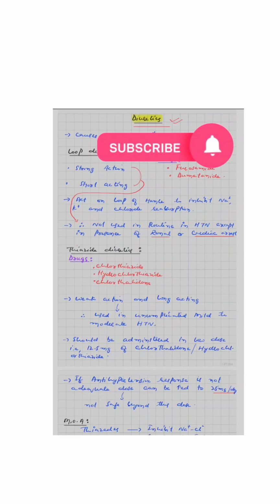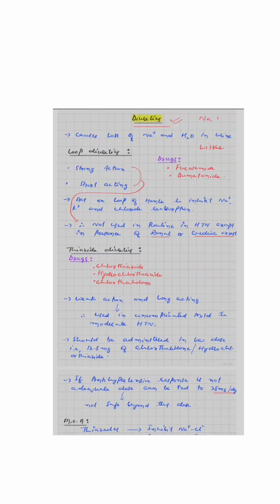Coming on to the topic diuretics, these are the drugs that cause loss of sodium and water in urine. Diuretics are classified into the loop diuretics and the thiazide diuretics. Loop diuretics act on the loop of Henle to inhibit sodium, potassium and chloride reabsorption.